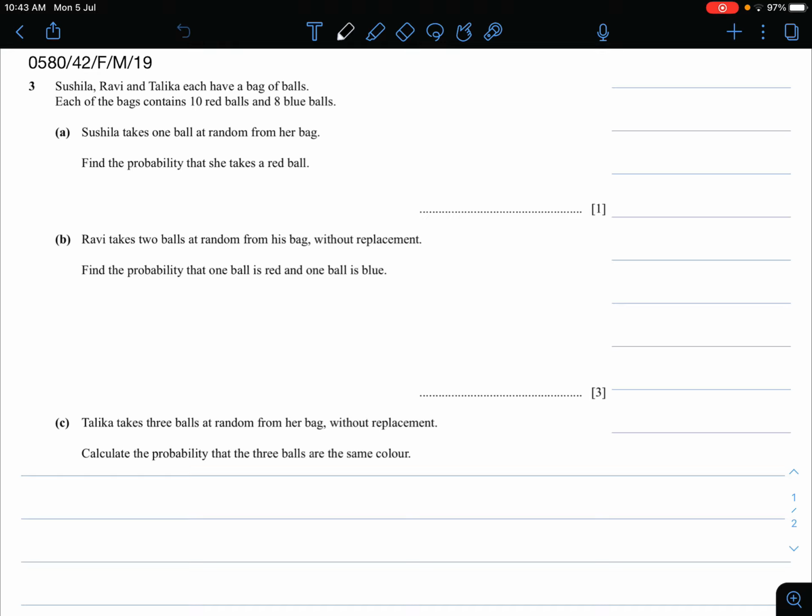So, there are a total of 10 red balls and there are 18 balls in total. So the probability that she will pick one red ball is 10 divided by 18. We can simplify this further by dividing both the numerator and denominator by 2. Therefore, our final answer for part A would be 5 by 9.